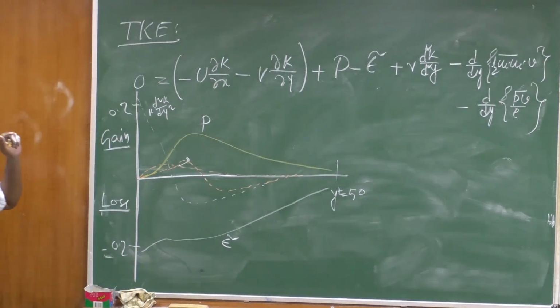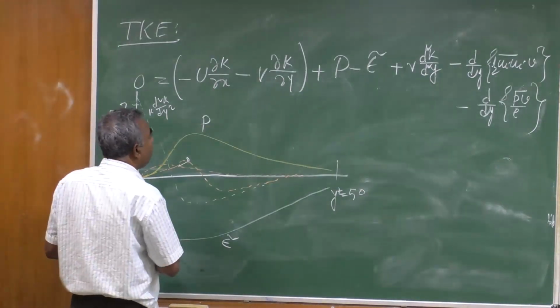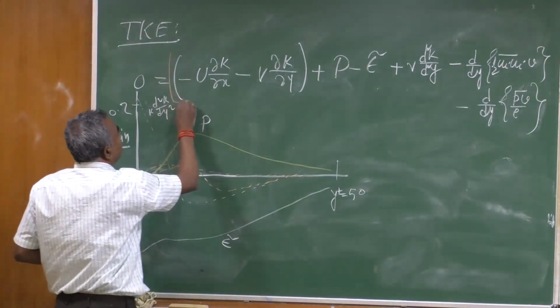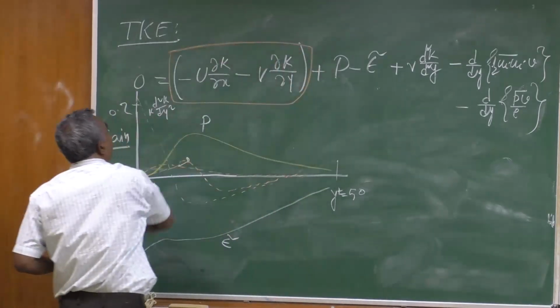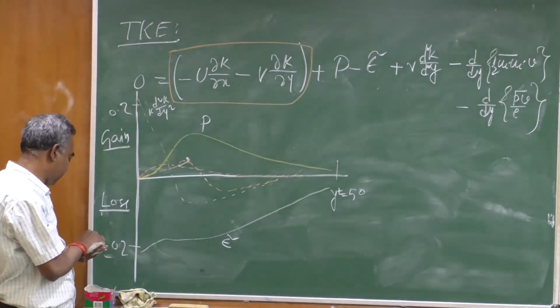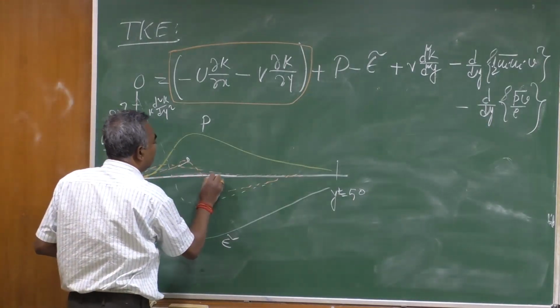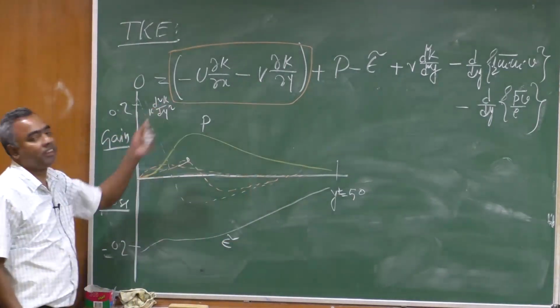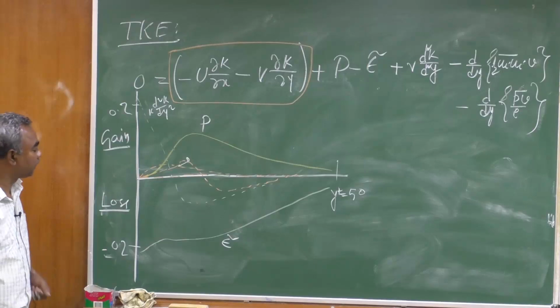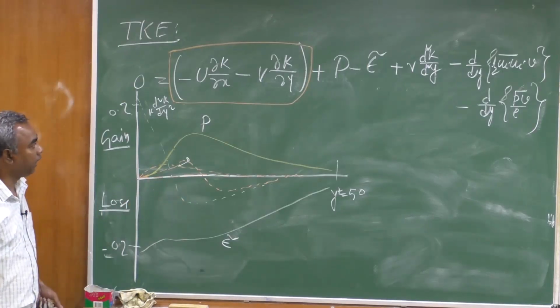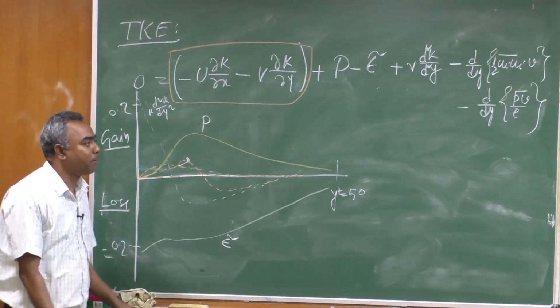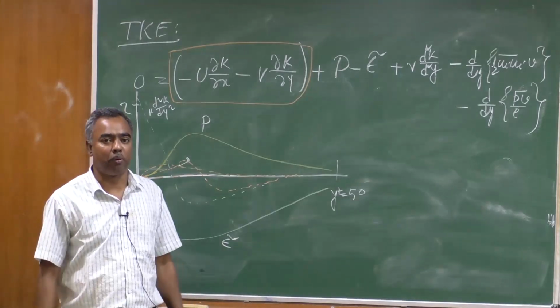So, it is very similar to the turbulent channel flow. This mean flow convection term is actually negligible very close to the wall. It will be almost 0 close to the wall, but it will be significant as you go towards the outer side, which I am not drawing here. With this I would like to stop the discussion on the turbulent boundary layer.